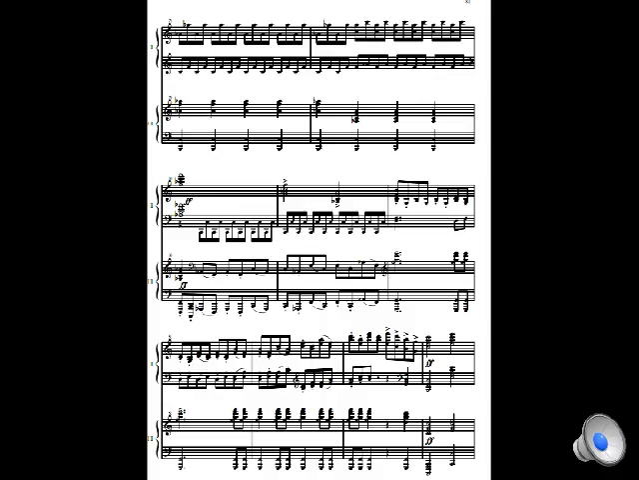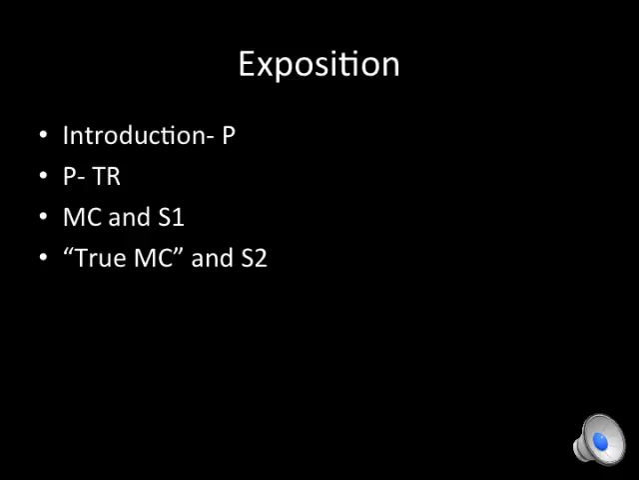Thus, my model for the entire exposition is as follows: an introduction, which later becomes a primary theme, a primary theme, which upon further listening becomes the transition, a failed medial caesura and first secondary theme, and then a successful medial caesura and a second secondary theme. Given that there are 2 secondary themes, the second one also effectively replaces the closing theme. Moving on to the development.